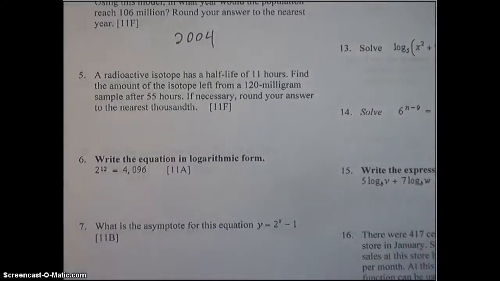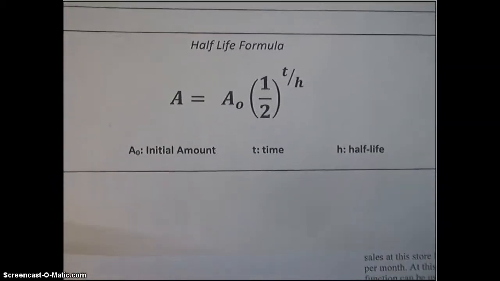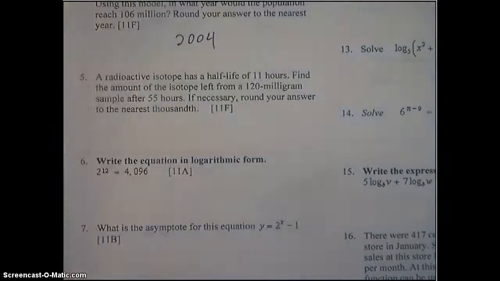Another word problem here. A radioactive isotope has a half-life of 11 hours. Find the amount of the isotope left from a 120 milligram sample after 55 hours. If necessary, round the answer to the nearest thousandth. So I'm going to use this half-life formula here. And I know the initial amount, but I don't know the remaining amount.